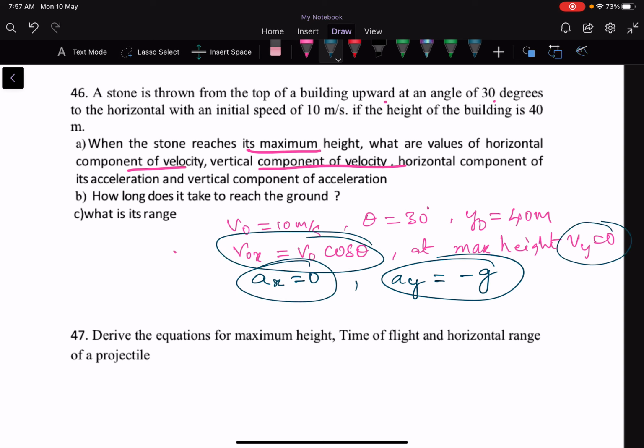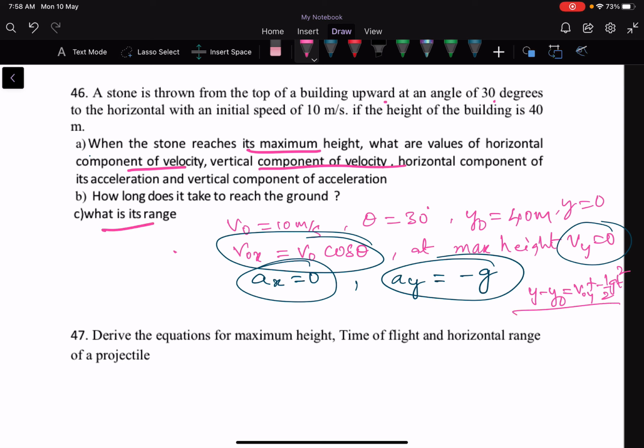So, completed part A. How long does it take to reach the ground? Use y minus y0 equals v0y times t minus half g t squared to find the time. Final position, when it touches the ground, is y equal to 0. Use this equation to get the time.